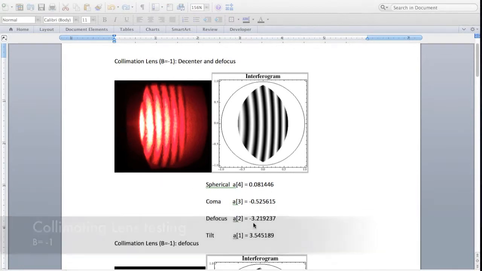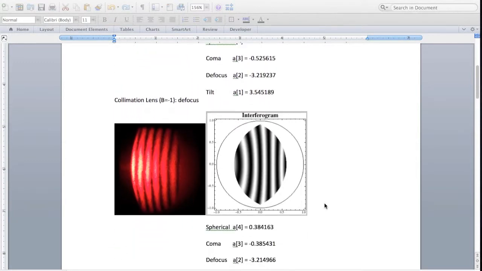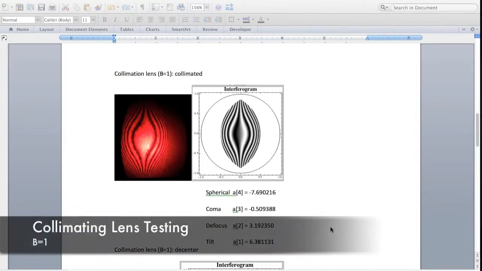You can see the amount of defocus and the amount of coma. With this one, which just has defocus, you can see that the coma is smaller than in the previous, but we still have the same amount of defocus, which we want. Where it's collimated without defocus or decenter, but with a shape factor of 1, we do get a lot more spherical aberration, which is anticipated.